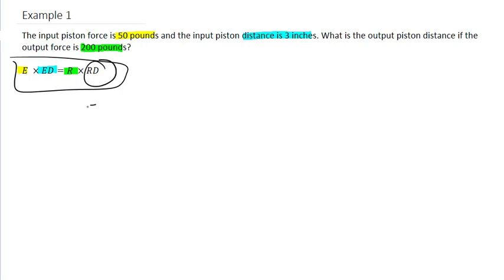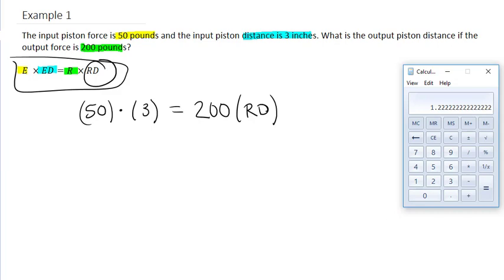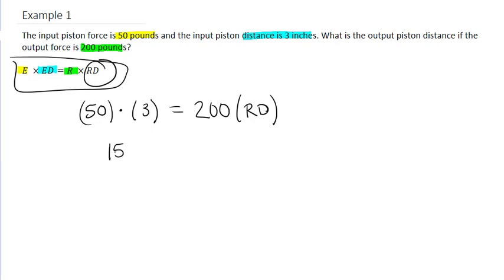So we have 50 times 3, which is equal to 200 times RD. We'll just keep it as RD as our variable, or you could put X. You can use any variable you want. The first step is to multiply the left-hand side. So 50 times 3 is equal to 150. Our next thing is this 200 RD.